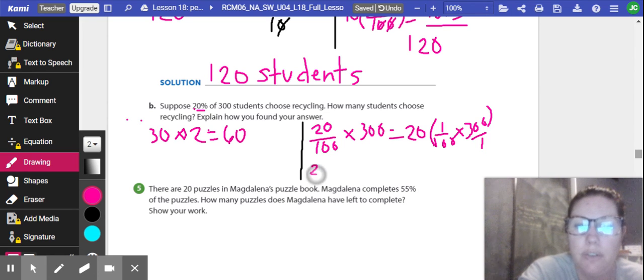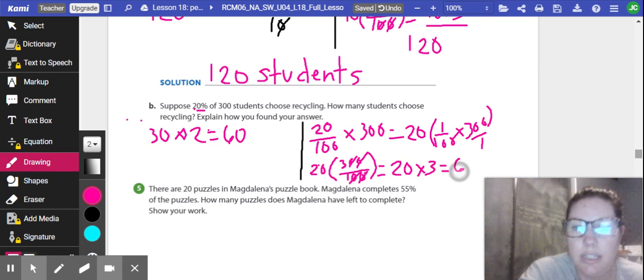So now we still have the 20 outside our parentheses. And now we're going to do 300 over 100. And my zeros are going to cancel out because I'm talking about tens here, the power of tens. So you guys remember when we learned that in 5th grade? Our powers of tens. So that's the same thing as 20 times 3, which is 60.